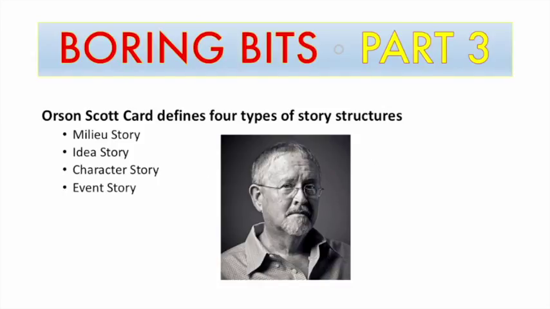Many of you are familiar with Orson Scott Card, probably most famous for Ender's Game, but an LDS author of note in the science fiction and fantasy world. And he is also a professor of creative writing. And he has defined 4 types of story structures. Others have mentioned this before, but I think he succinctly brought this together. And these 4 are milieu, idea, character, and event stories.